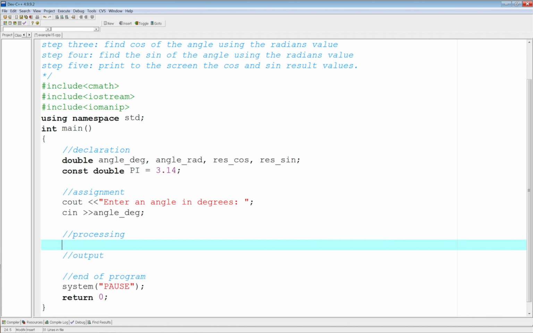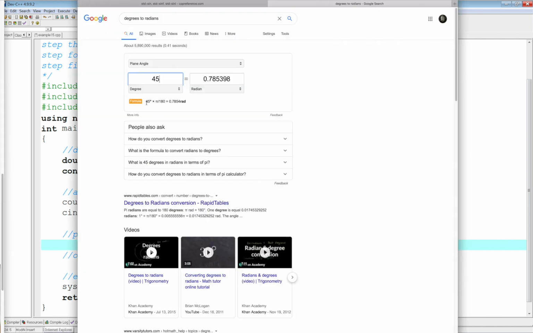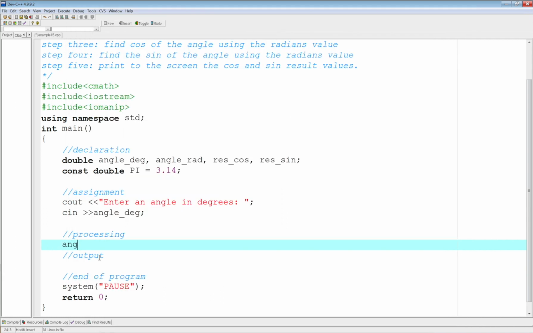Okay? And again, look at the formula. We're going to multiply the angle in degrees by pi and then divide the whole thing by 180. That will give us the angle in radians. So the angle in radian is going to be equal to the angle in degrees times pi. And just to be clear, let me put a parenthesis here. So this is for clarity. You're multiplying these two items and you're dividing by 180. Now this is important here. 180 is an integer.